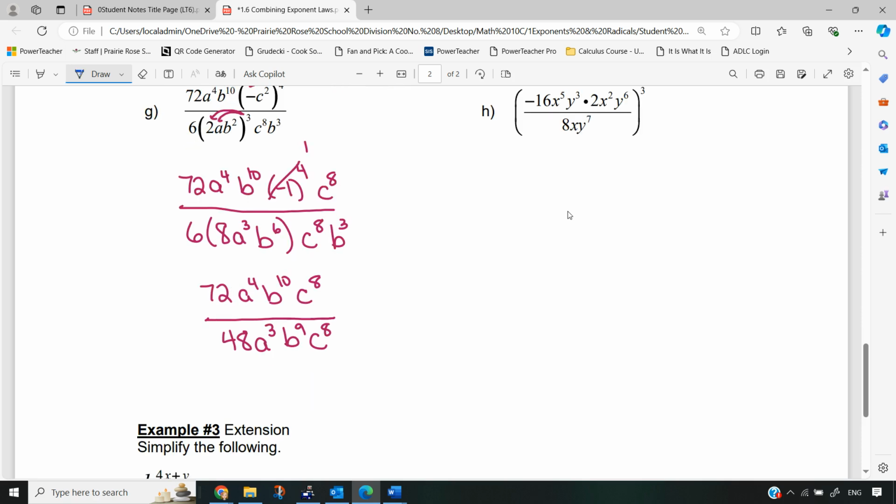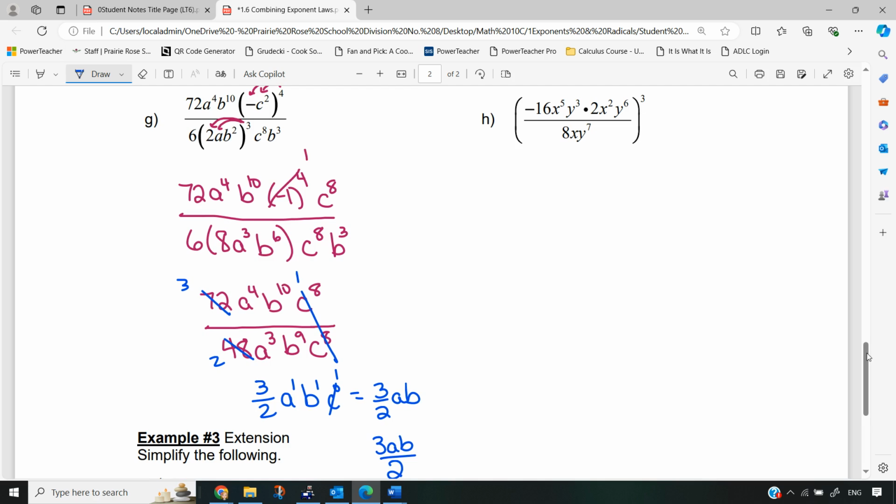And now we just need to simplify. So 72 divided by 48 can reduce to 3 over 2. So we're dividing each of them by 24. So we've got 3 over 2. A to the 4th over a cubed becomes a to the 1. b to the 10th divided by b to the 9 becomes b to the 1, and then c to the 8 over c to the 8 becomes c to the 0, which is 1. So we can write c to the 0, but we don't need to. So our final answer can be written as 3 over 2 ab, or we can write it as 3ab all divided by 2. So let's take a look at h.